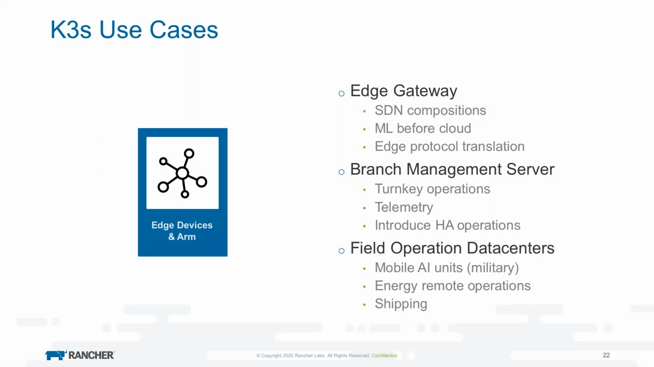So for edge and ARM, we're seeing edge gateways, software developer network compositions, also machine learning before the cloud. So right now, edge compute has been done in the cloud, and the gateway's been used to just do a protocol translation. So going from whatever protocol the edge nodes are speaking to HTTP, sending things up to the cloud where data can be processed, it's actually onerous. It's very heavyweight. There's a lot of push to move the actual data analysis down into the edge.